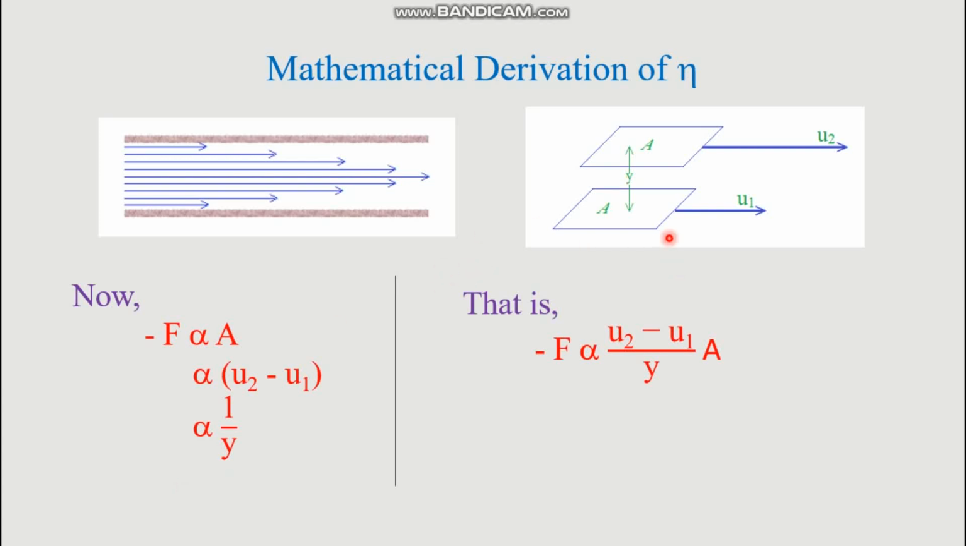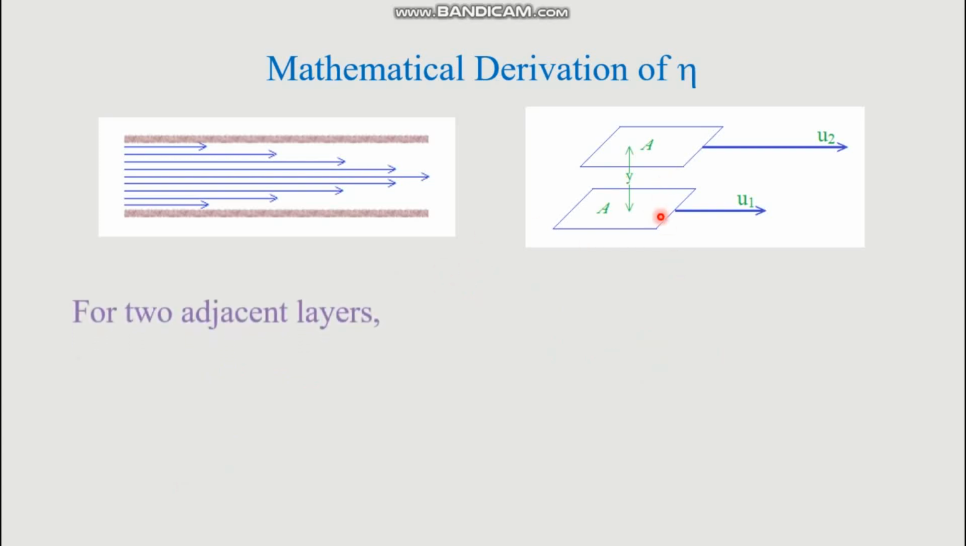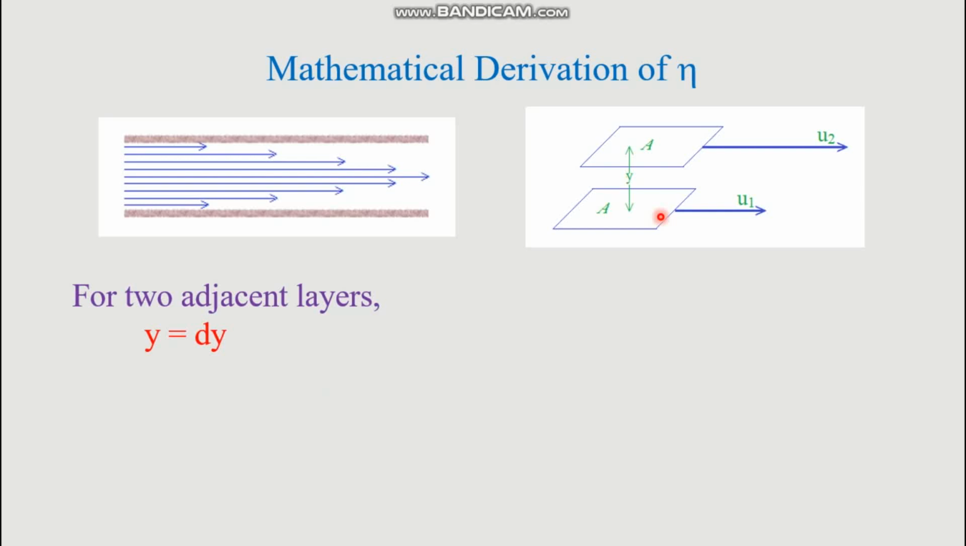Now if these two layers are very close to each other, then for these two adjacent layers, Y may be written as dy because Y becomes very small. This U2 minus U1 can also be written as du because this difference also becomes very small. Thus, the previous proportionality relationship takes the form: in place of U2 minus U1 we write du, and in place of Y we write dy.